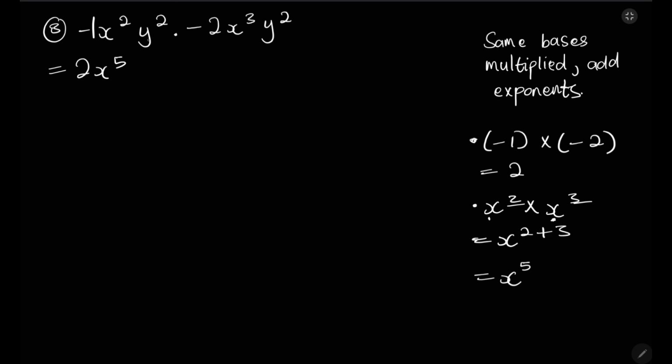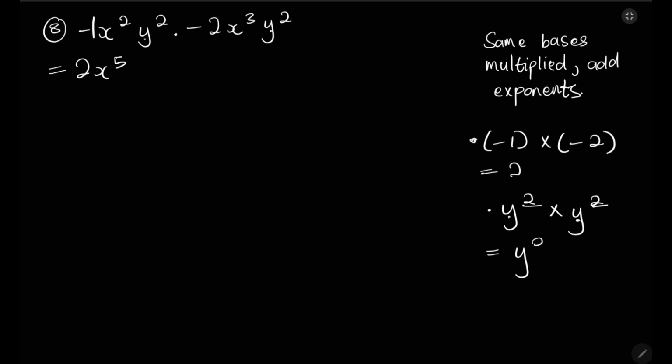Let's move to the other variables. We have y and y. Y squared times y squared. How do we solve this? Let's check. Do we have the same base? Y and y. Yes. So you write down our base. You have 2 and 2, which is 2 plus 2. Your answer will be y to the power 4.